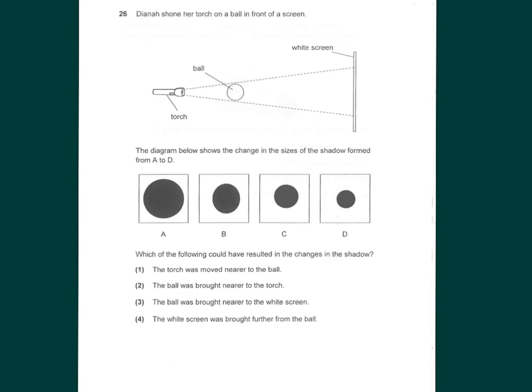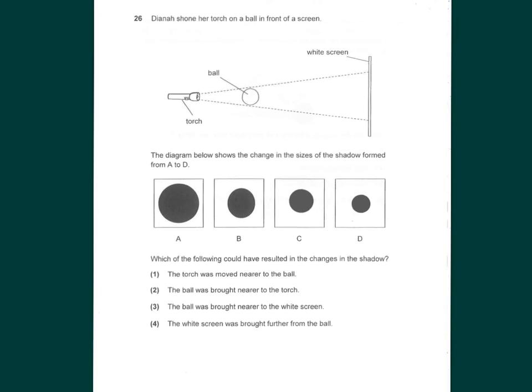Question 26. Diana shone her torch on a ball in front of a screen. The diagram below shows the change in the sizes of the shadow formed from A to D. Which of the following could have resulted in the changes in the size of the shadow? What you realize here is that the shadow is getting smaller when it changes from A to D.